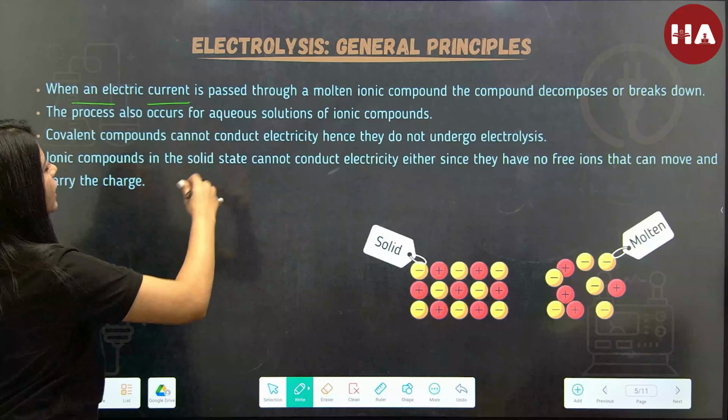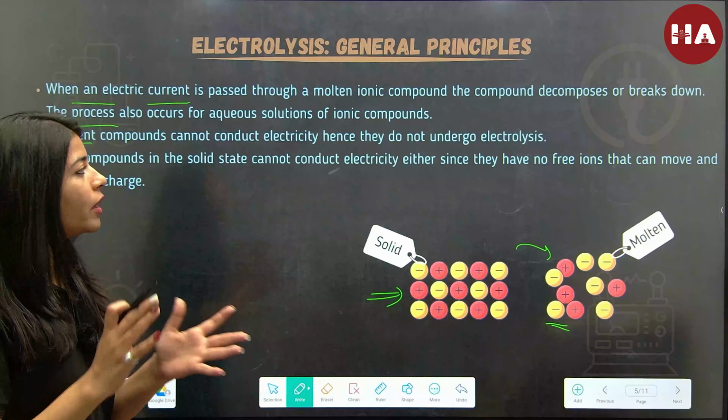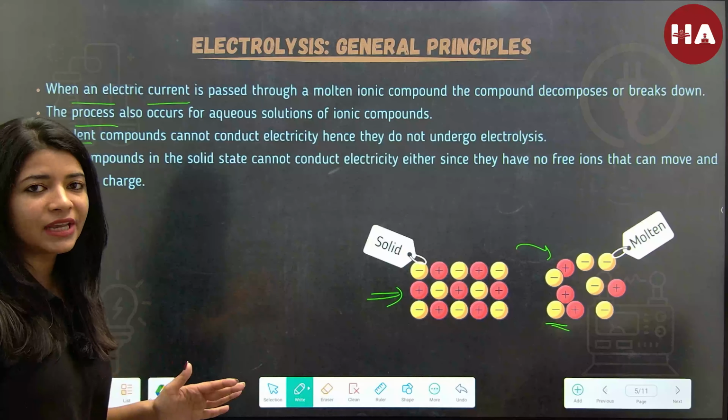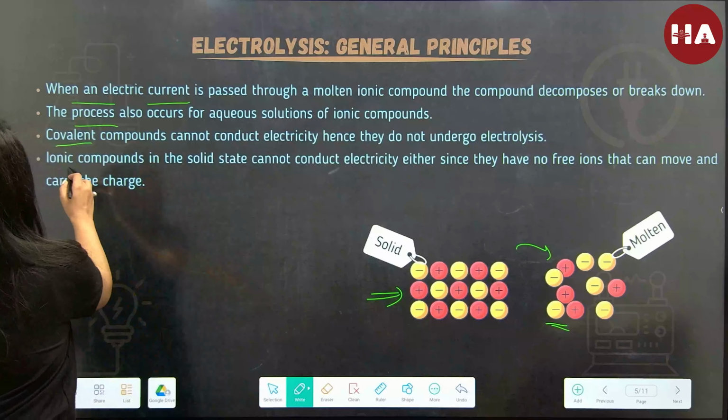Covalent compounds cannot conduct electricity. Why? Because they do not have free ions, or free electrons, right? Ionic compounds in solid state cannot conduct electricity since they have no free ions. Already we have discussed this over here. I hope you have noted this down, because this is important.